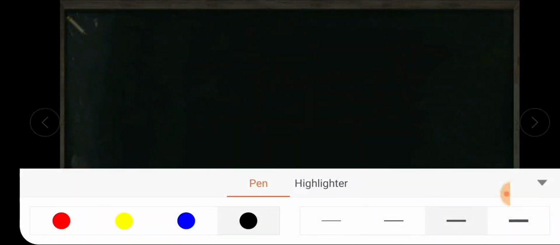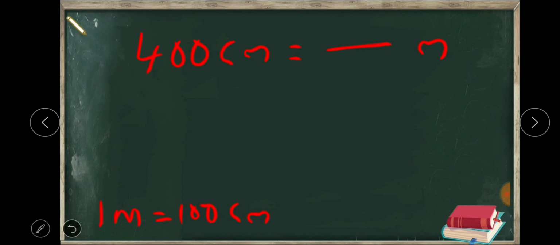And next, let's see how we convert centimeter into meter. In the previous slide, we learned that when we convert a smaller unit to a bigger unit, we must divide. For example, 400 centimeter is equal to dash meter. We know that 1 meter is equal to 100 centimeter. So here we are converting a smaller unit to a bigger unit, so we must divide. Divide by which number? Yes, 100. So we can say 400 divided by 100.